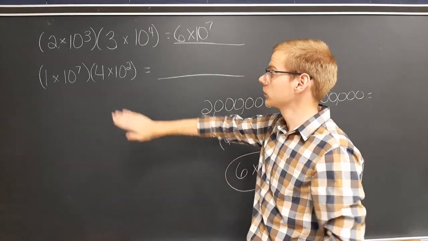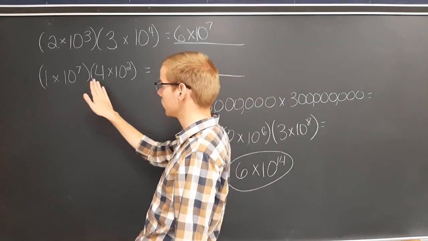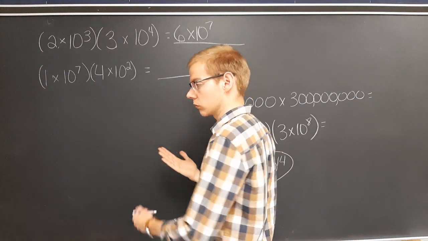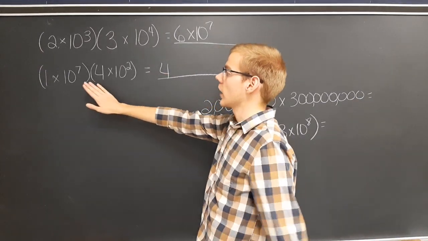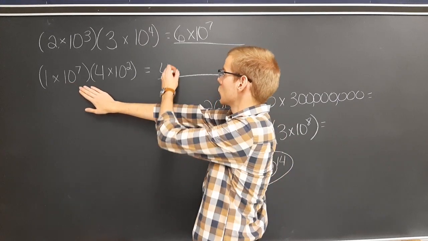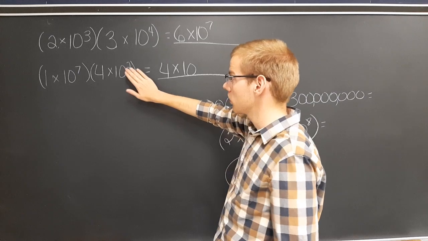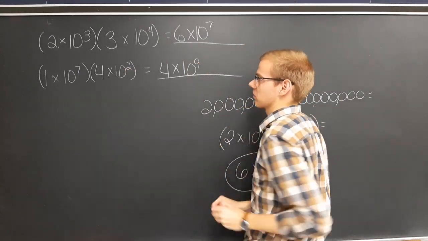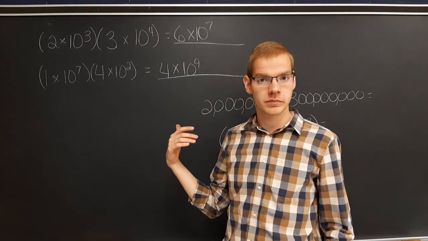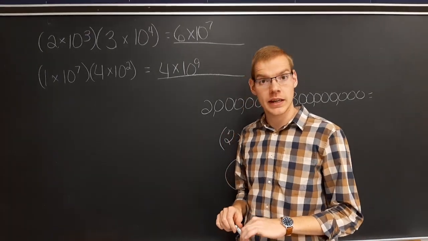Now the next one, let's do that one. 1 multiplied by 4 is 4. And then multiplied by 10. Now 7 plus 2 is 9. So this is how we would do them. Now let me give you a random example with a negative in there.